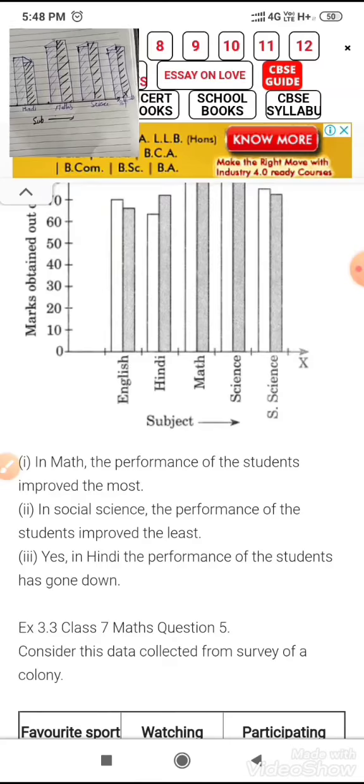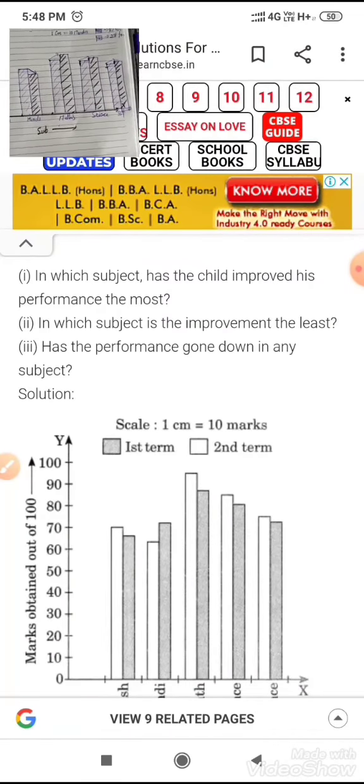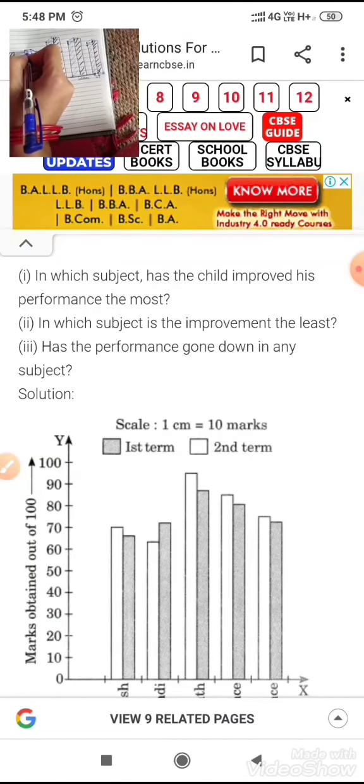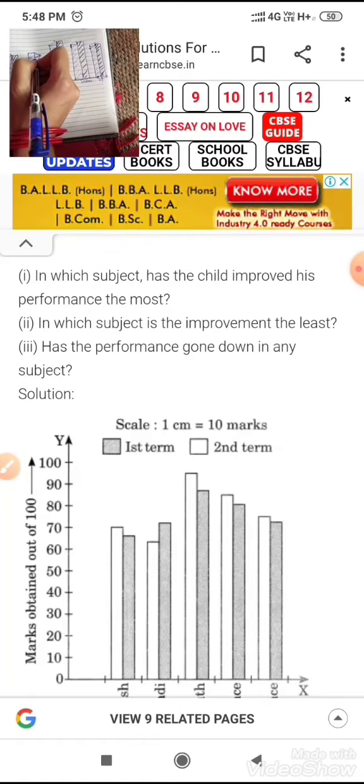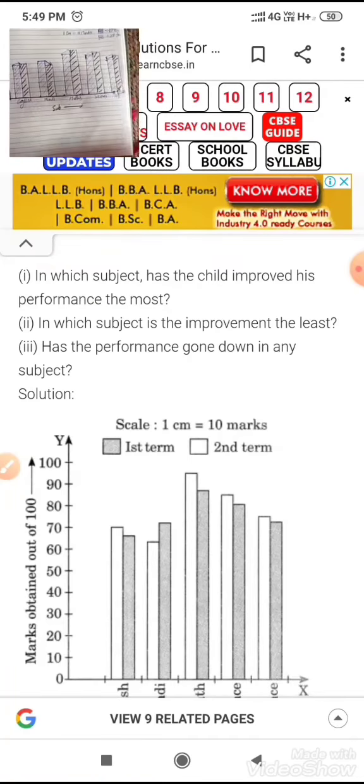In the third part, has the performance gone down in any subject? So its answer is yes. In Hindi, the student obtained more marks in first term than second term. So here the performance of the student has gone down.